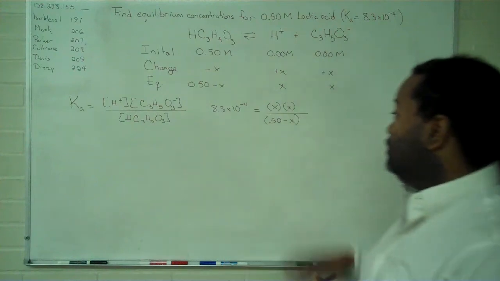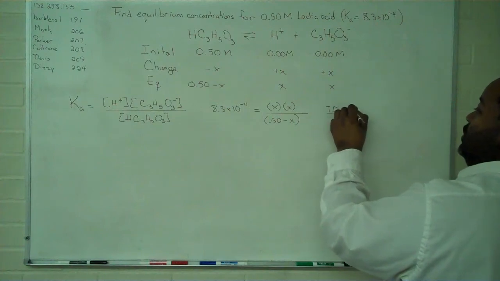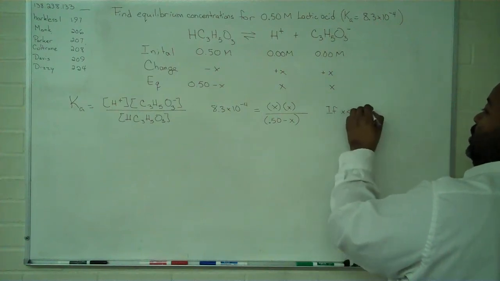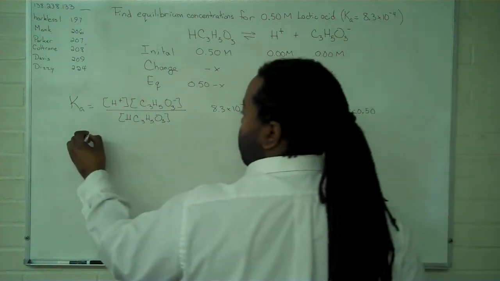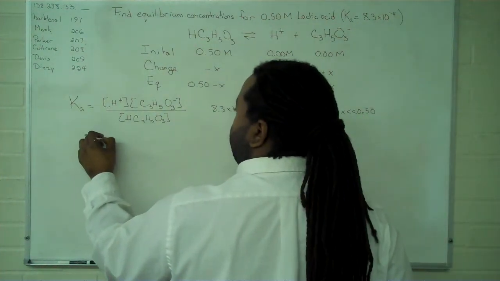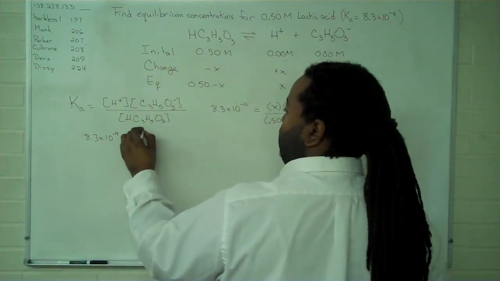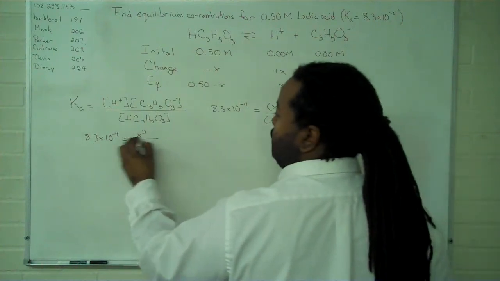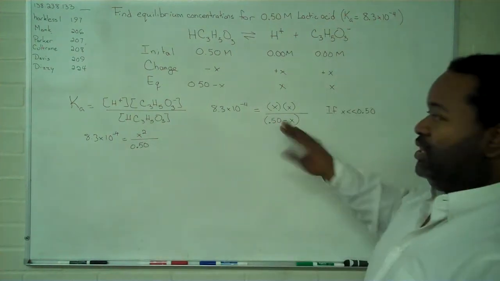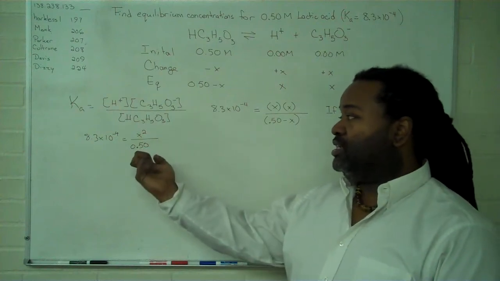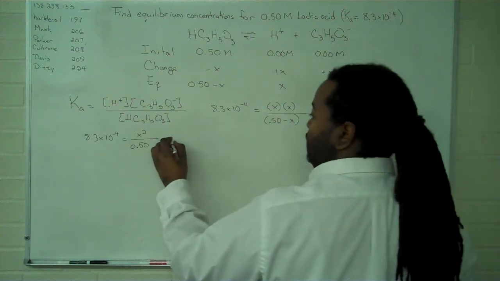The approximation method says that if x, the amount that we've used up, is very small relative to the starting amount, then we can rewrite this by saying 8.3 times 10 to the minus 4 is going to be equal to x squared, multiplying these, divided by 0.50. So we neglect this amount.